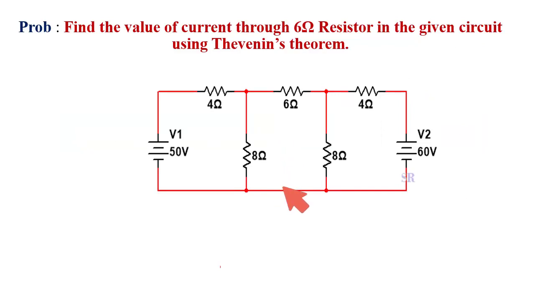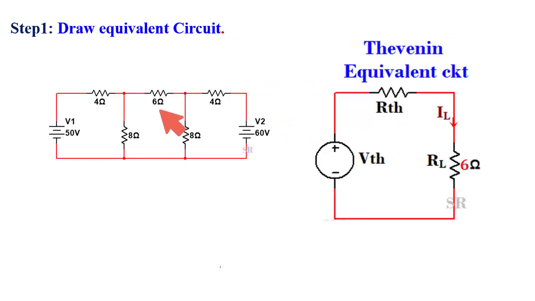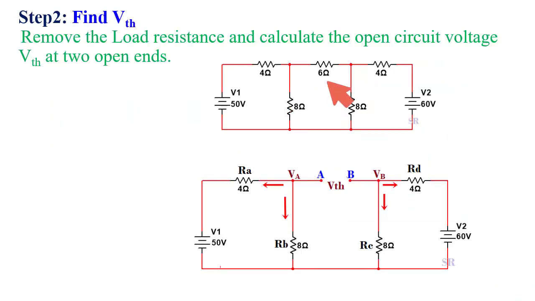Next numerical, this is the circuit, and we have to find the current through the 6 ohm resistance, which is here, by using Thevenin theorem. To find the current through this 6 ohm resistance, we need to find the equivalent Thevenin voltage and equivalent Thevenin resistance, and ultimately these two will be connected in series with the load resistance of 6 ohm. So we need to calculate VTH and RTH. To find VTH, we will just disconnect this load 6 ohm resistance. The voltage across points A and B is VTH. Now what will be the value of this VTH?